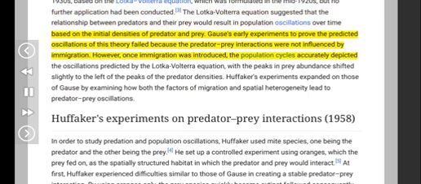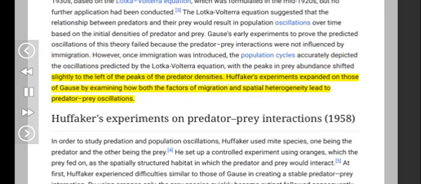Gause's early experiments to prove the predicted oscillations of this theory failed because the predator-prey interactions were not influenced by immigration. However, once immigration was introduced, the population cycles accurately depicted the oscillations predicted by the Lotka-Volterra equation, with the peaks in prey abundance shifted slightly to the left of the peaks of the predator densities.